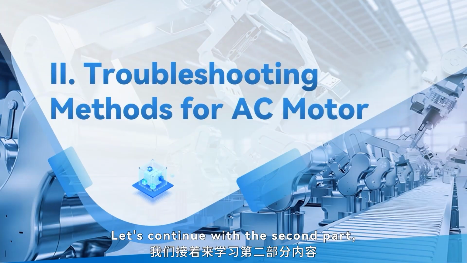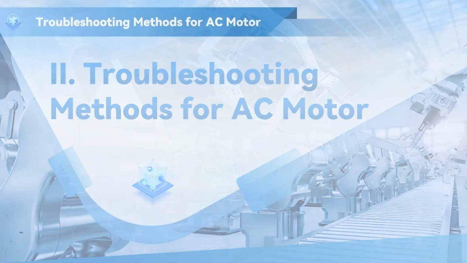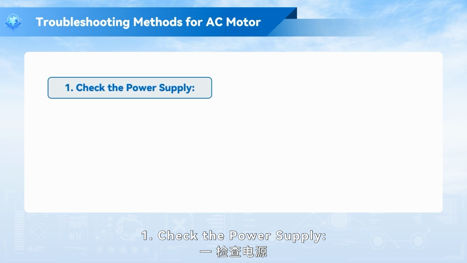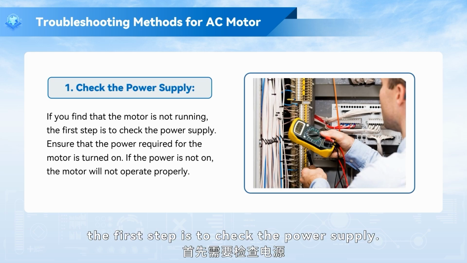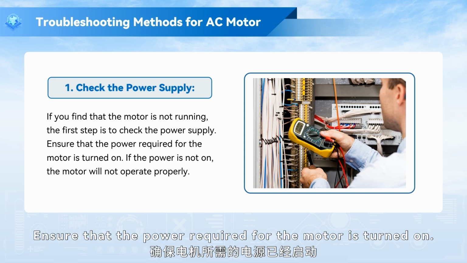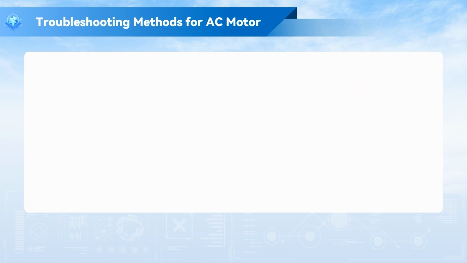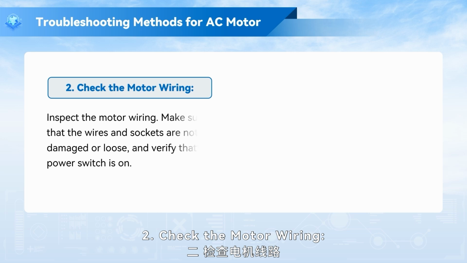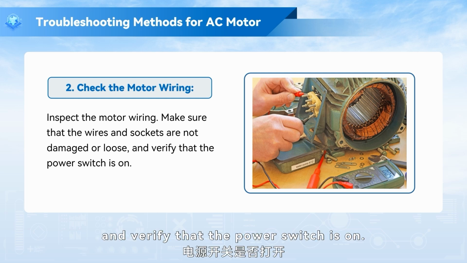Let's continue with the second part, which focuses on troubleshooting methods for AC motors. 1. Check the power supply. If you find that the motor is not running, the first step is to check the power supply. Ensure that the power required for the motor is turned on. If the power is not on, the motor will not operate properly. 2. Check the motor wiring. Inspect the motor wiring. Make sure that the wires and sockets are not damaged or loose, and verify that the power switch is on.